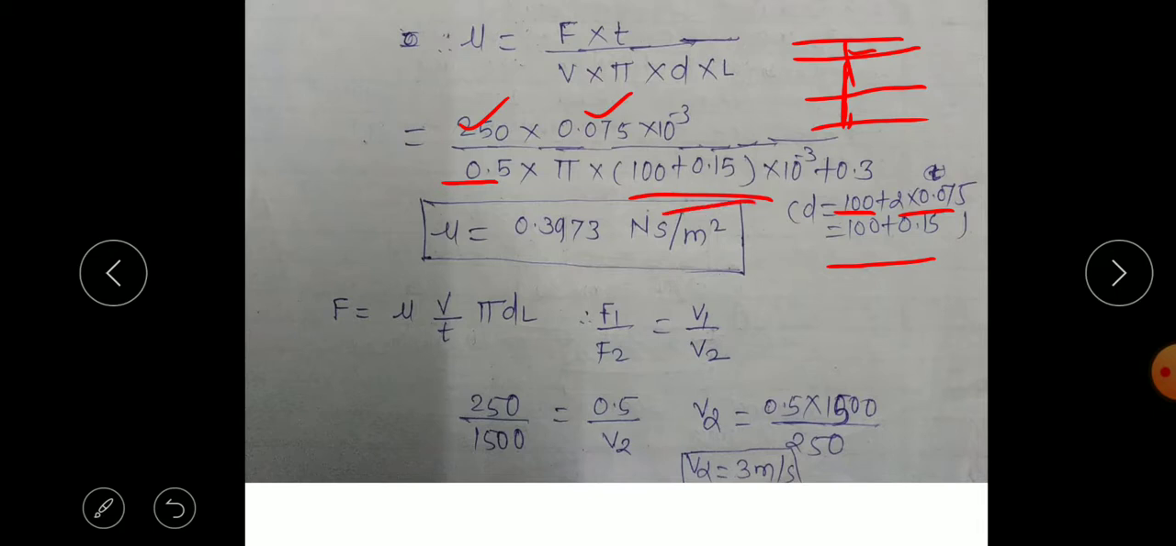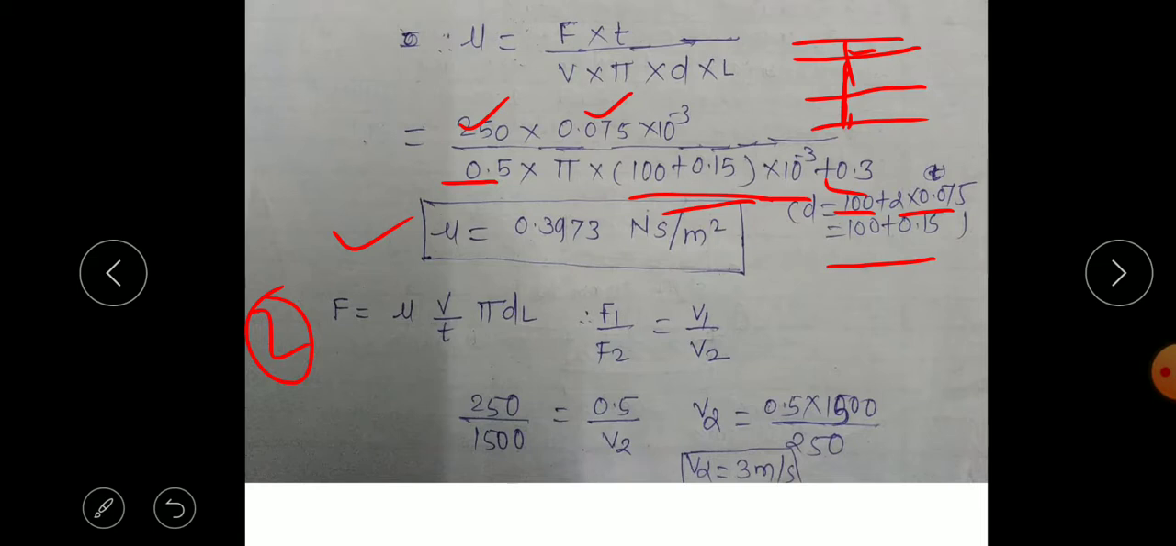To convert into meter, we multiply by 10 raised to minus 3, and here length is 0.3 meter. So we get dynamic viscosity as 0.3973. Second condition we have given: if the force is increased to 1500 Newton, what will be the viscosity?